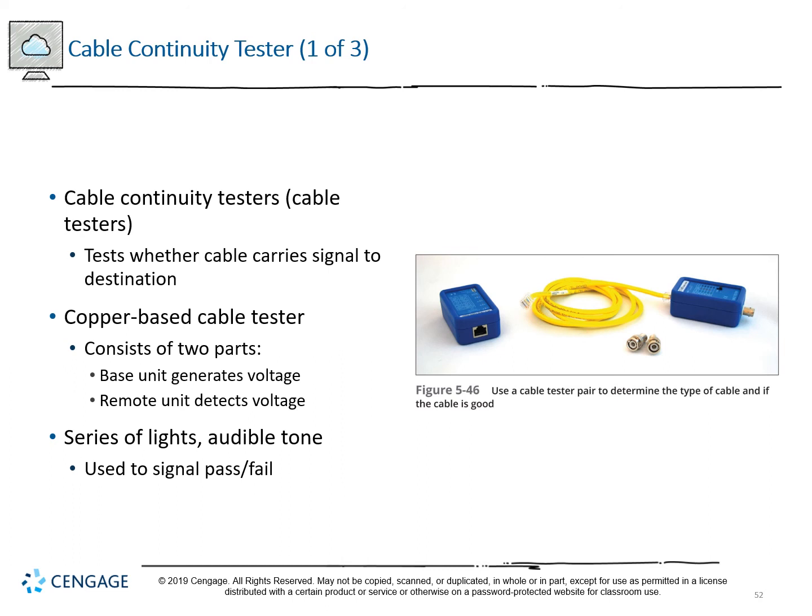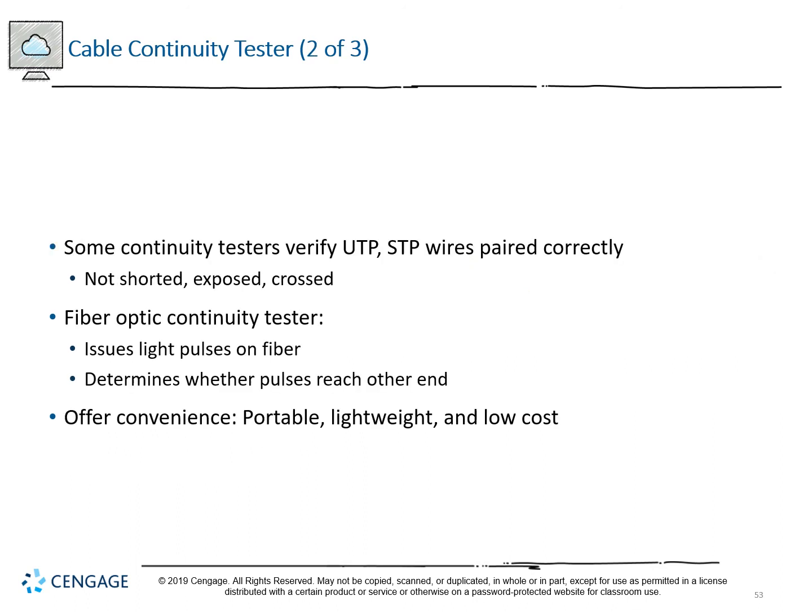Very much like the toner and probe, the base unit generates voltage and the remote unit will detect it. Then it will present a series of pass-fail indicators via lights or an audible tone. Some continuity testers will verify unshielded and shielded pairs are correctly paired, as I said, not shorted, not exposed, and not crossed. Fiber optic continuity testers issue pulses of light, which determine the pulses can reach either end.